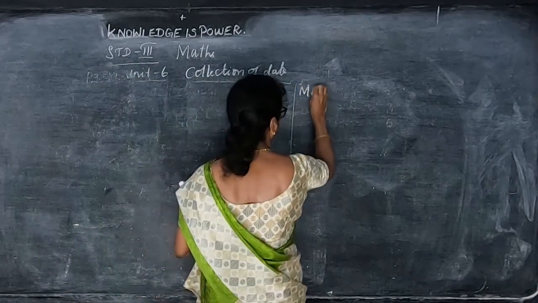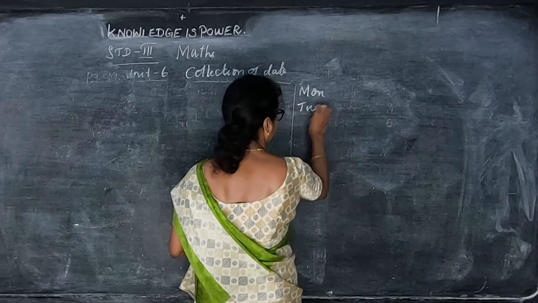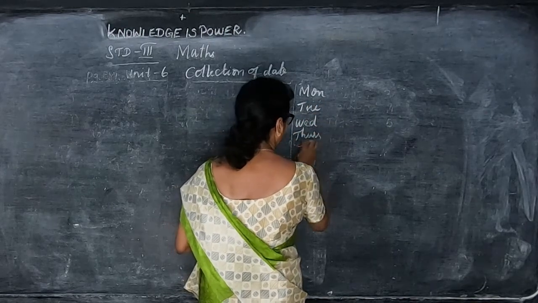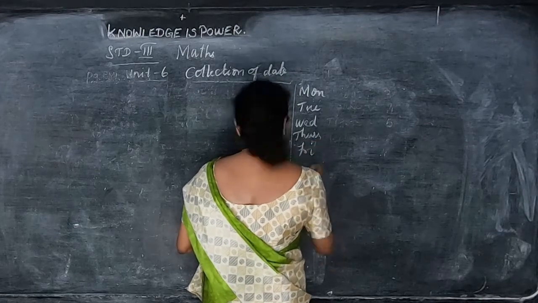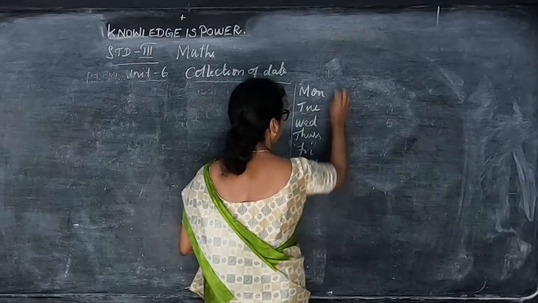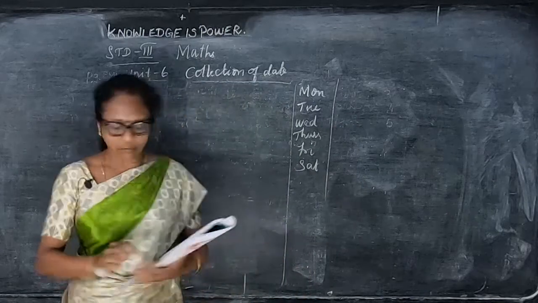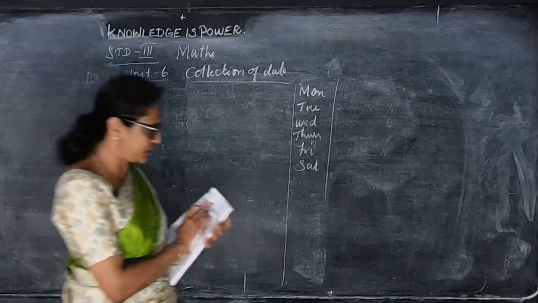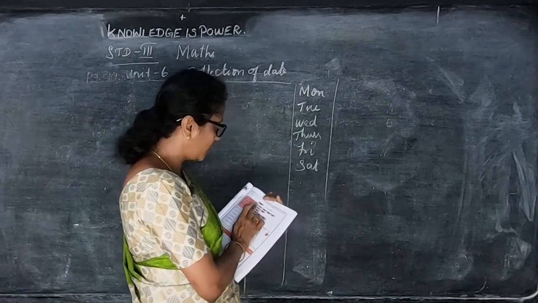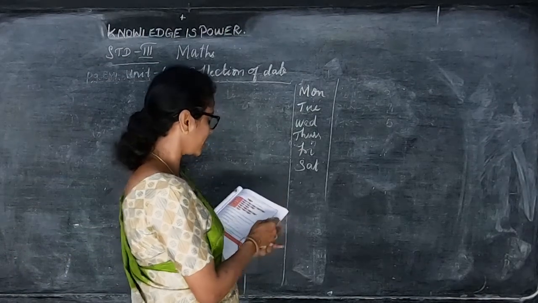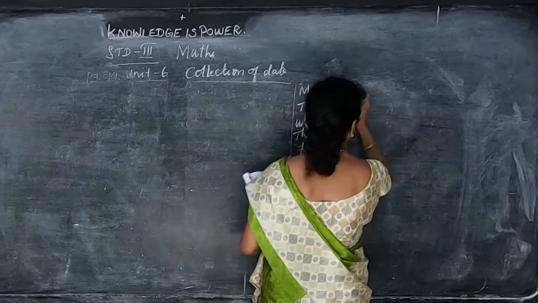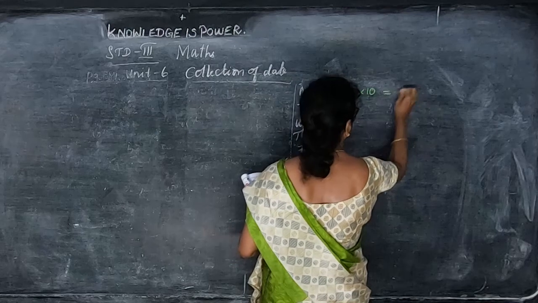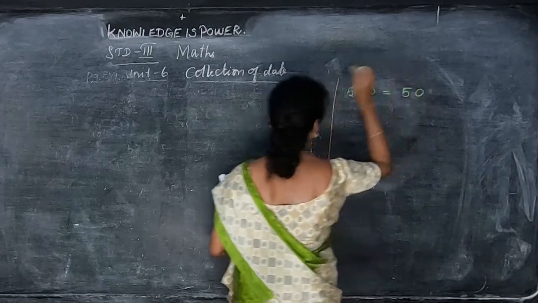So Monday, Tuesday, Wednesday, Thursday, Friday and Saturday. So they are given like this. Here, 1 chocolate represents 10. Okay, one chocolate is 10. Monday, 1, 2, 3, 4, 5 chocolates. So 5 chocolates, that is 50. 5 into 10. One chocolate is 10. So Monday is 50.